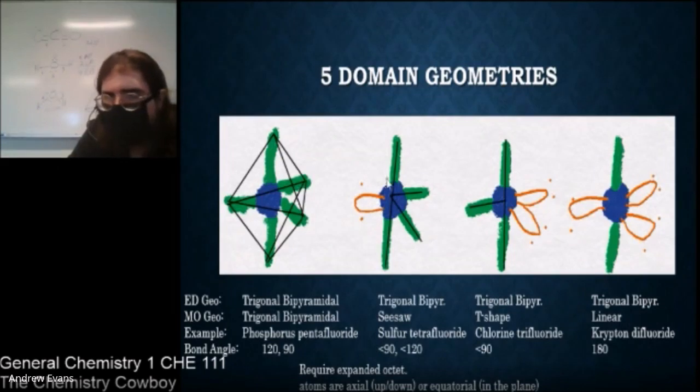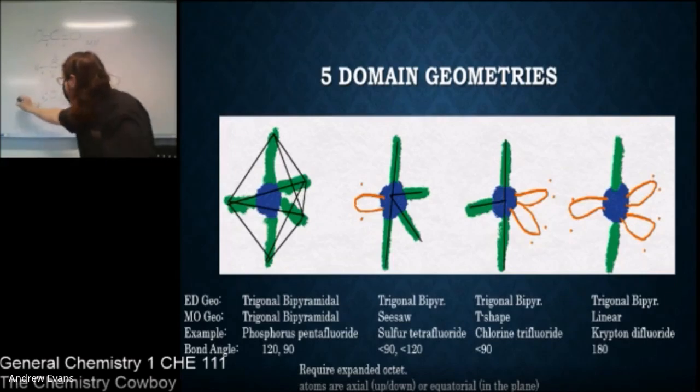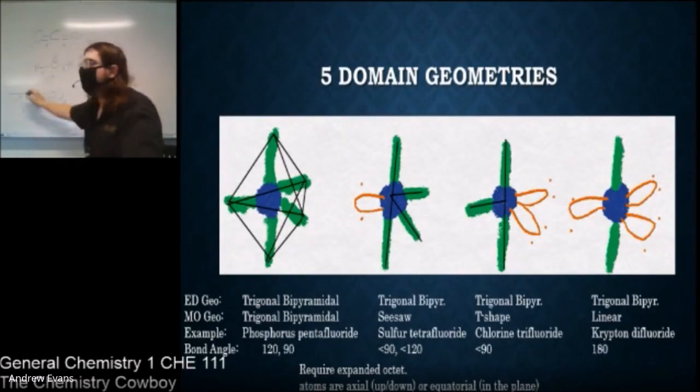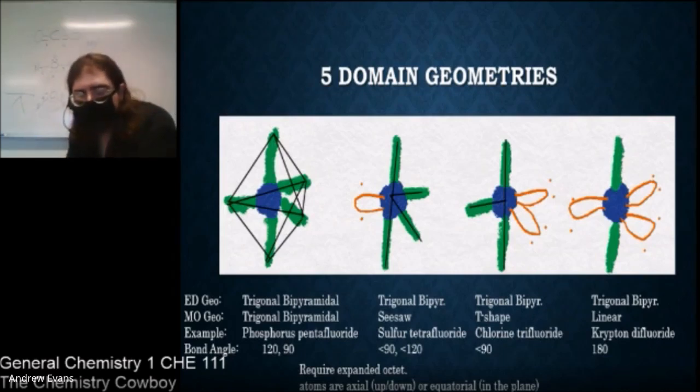We call that a seesaw or sawhorse. If you turn this, so these are the two legs right here, that's the balance beam of the seesaw, or the balance beam of the sawhorse. We have the two legs, and you can imagine this flipping left, right as a kid's toy. We have our two legs, and then we have our beam that's going to either go up and down as we sit on it. An example of that would be sulfur tetrafluoride.